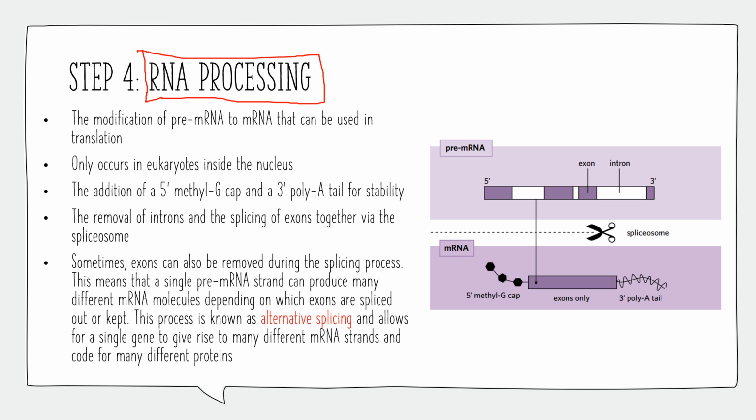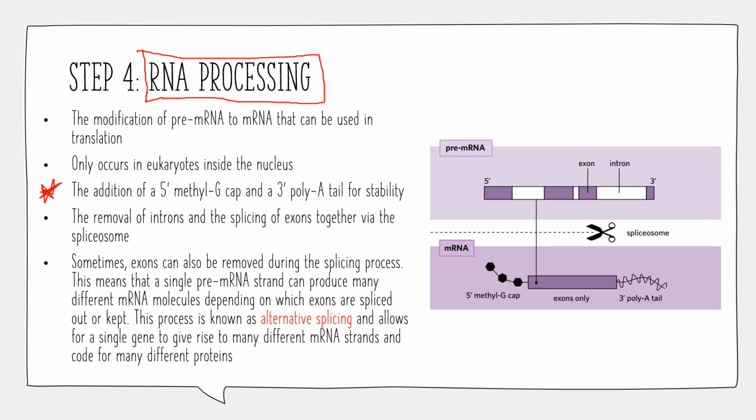This only occurs in eukaryotes. That's important to note, especially for our next lesson when we go more into prokaryote stuff. So RNA processing only happens in eukaryotes. Okay, so humans, animals, plants, whatever. And it mostly involves this step here.